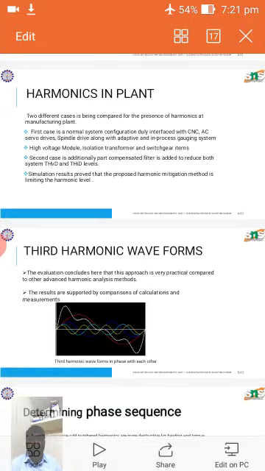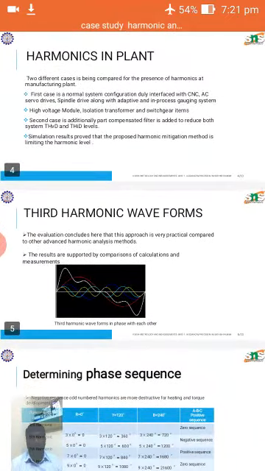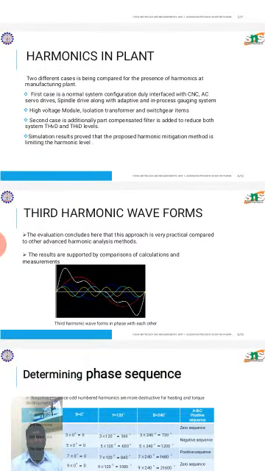Simulation results proved that the proposed harmonic mitigation method is limiting the harmonic level at all three locations satisfactorily within 5% as mentioned in the standard. Next one is third harmonic waveforms.